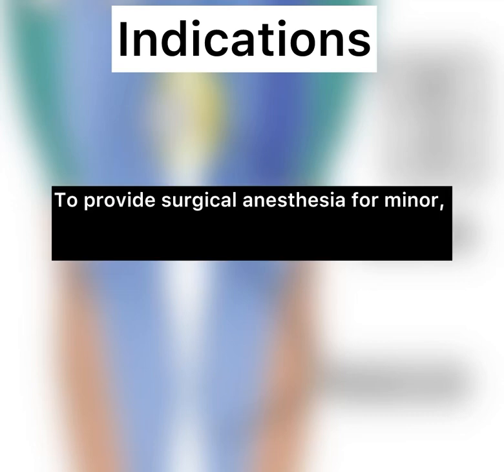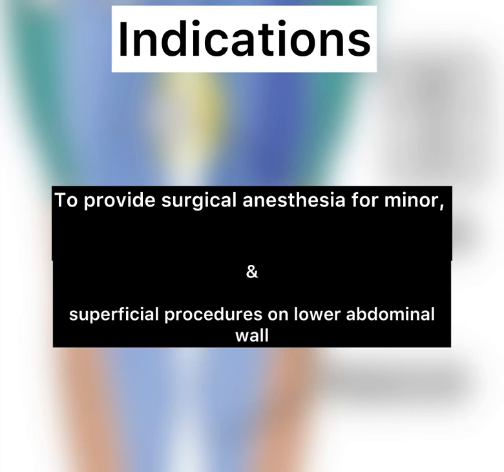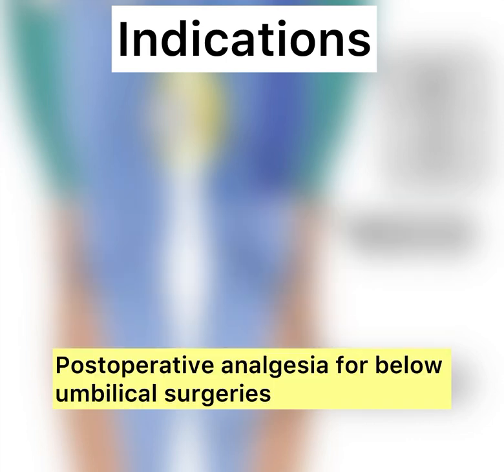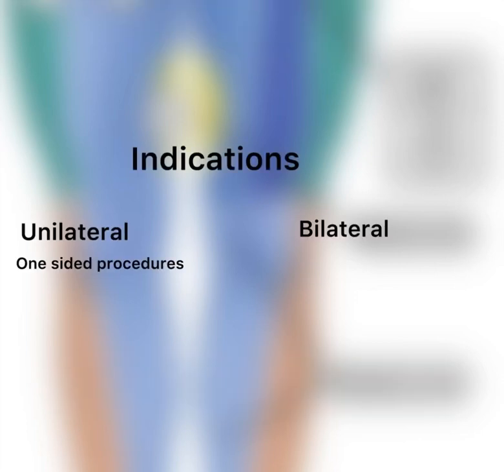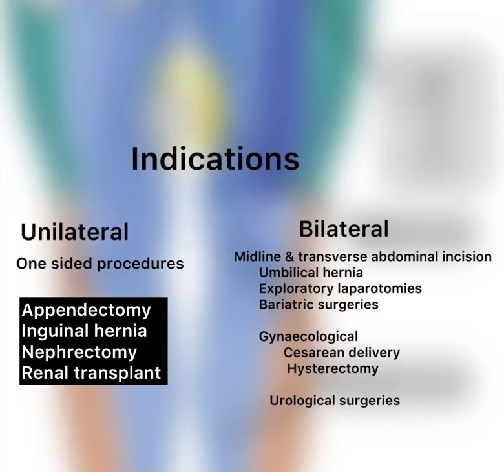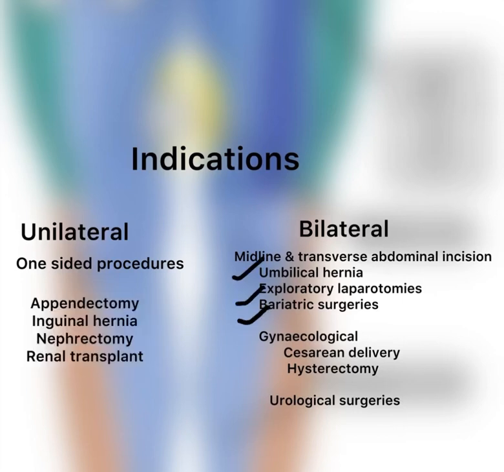Now, indications. TAP block is most often used to provide surgical anesthesia for minor surgeries, superficial procedures on the lower abdominal wall, and post-operative analgesia for below umbilical surgeries. Unilateral or bilateral, depending upon the surgery. Unilateral like appendectomy, inguinal hernia, and bilateral for umbilical hernia, exploratory laparotomies, bariatric surgeries, gynecological procedures, and neurological surgeries, etc.